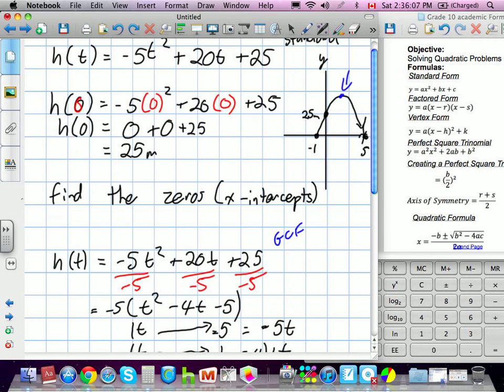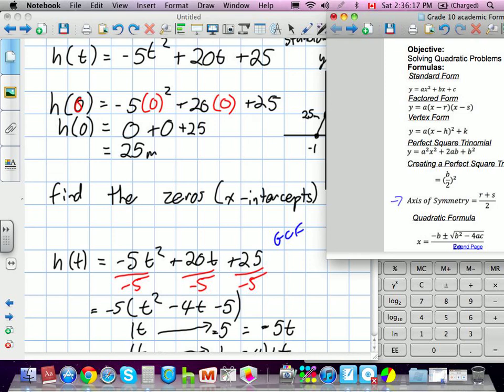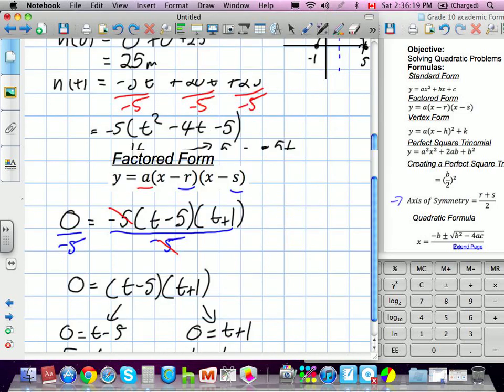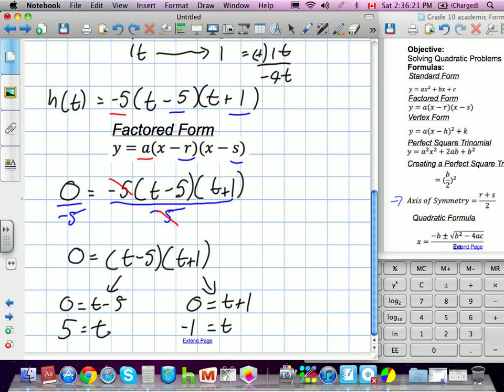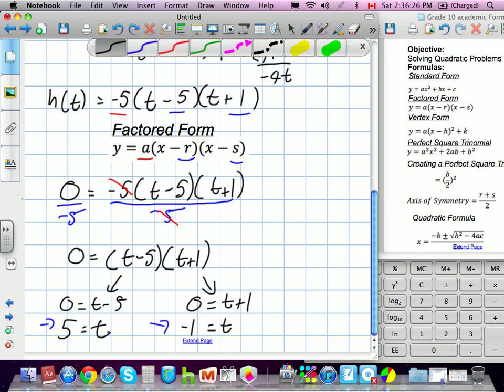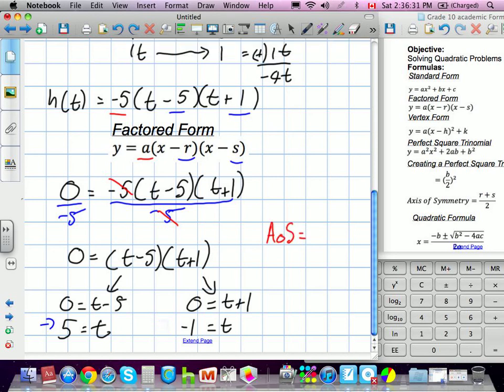So we have a formula here. Axis of symmetry is r plus s divided by 2. Now, from our factored form, they're referring to factored form. They're essentially asking for our two zeros, for the axis of symmetry. Okay, so we'll do that in red. AOS we'll call axis of symmetry, which is r plus s divided by 2, which means we take 5 plus negative 1 divided by 2. So what's our axis of symmetry going to be? We get 4 divided by 2.